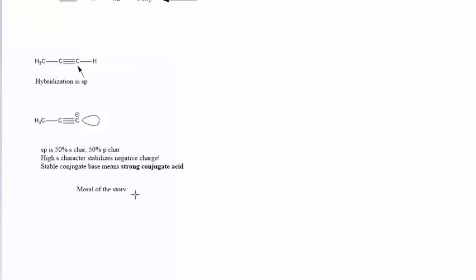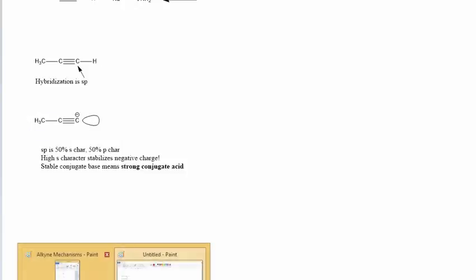Well, several things. If you remember your hybridization, this sp orbital is 50% s character and 50% p character. Remember, s orbitals have more electron density found closer to the nucleus, so they're better able to stabilize a lone pair. The other thing you need to remember is that a stable conjugate base means the conjugate acid is relatively strong. So we know that this is pretty stable. It's stable because you have an orbital with 50% s character holding a lone pair. Now we know this alkynyl anion is relatively stable. That means our alkyne is relatively acidic.